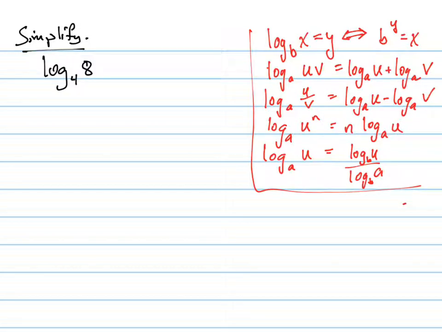So what you could think of is, you could think of this being y, and then you're trying to solve for y, in which case you would use this property right here, that first one, and you can just rewrite it, 4 to the y equals 8. And then you can ask yourself, well, what can I do with 4? Well, it's not squared, right? It's not to the third. It's going to be to some fractional power.